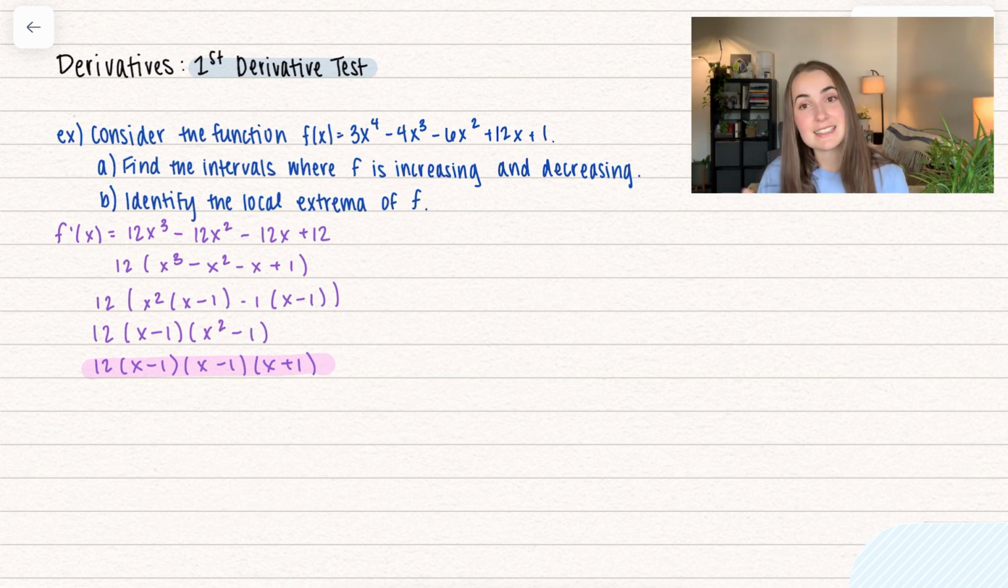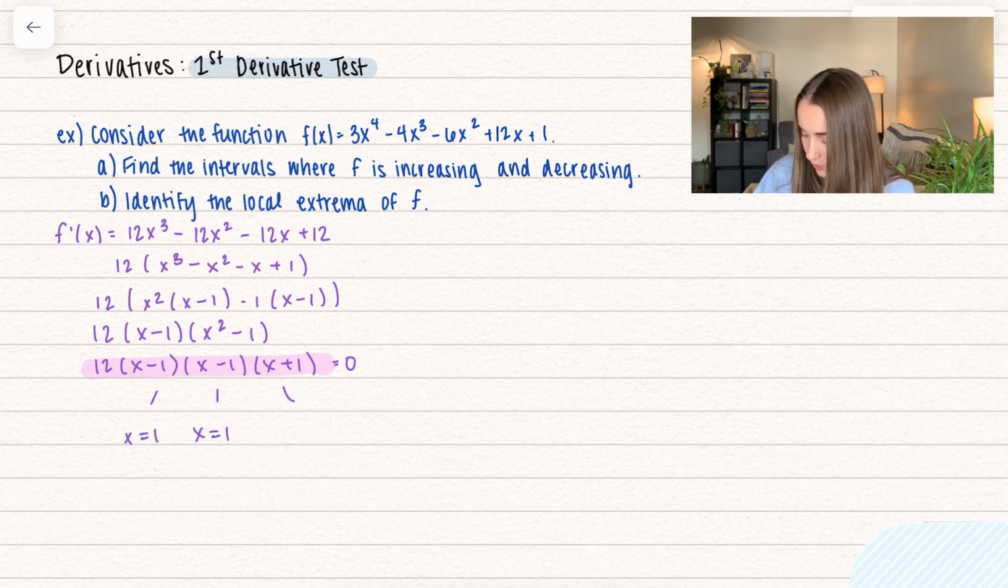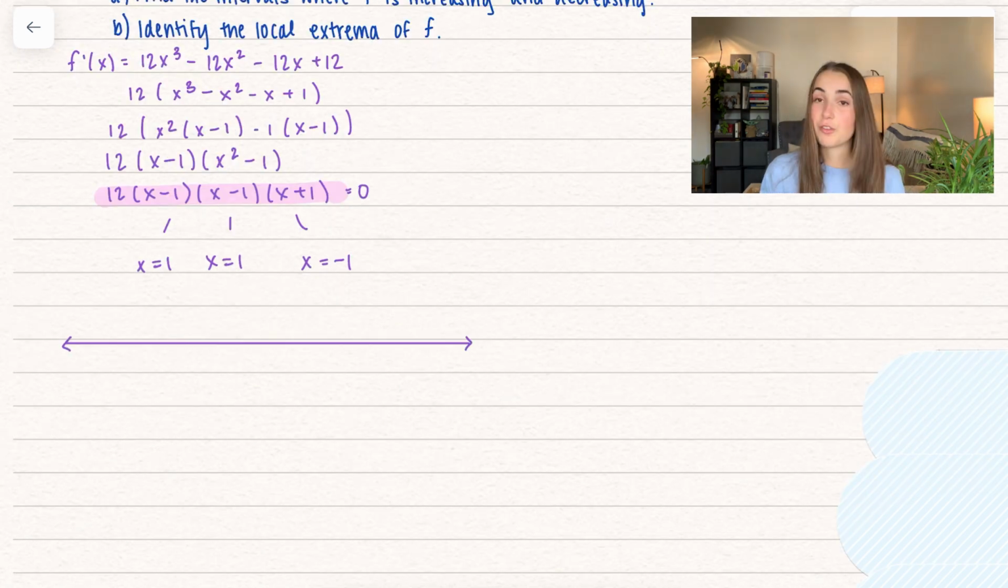Our next step is to set this equal to 0 and solve for the critical values. Setting this equal to 0, I get 3 terms. x is equal to positive 1, and we get that with multiplicity 2, and x is equal to negative 1. So let's set up our number line. First we set up the critical points. I have critical points of negative 1 and positive 1.